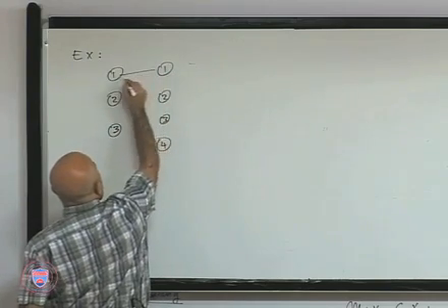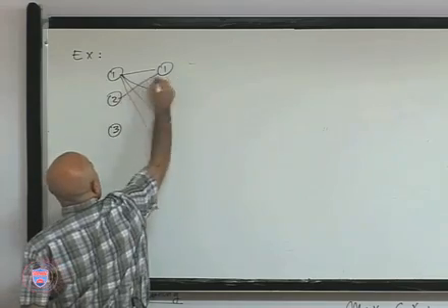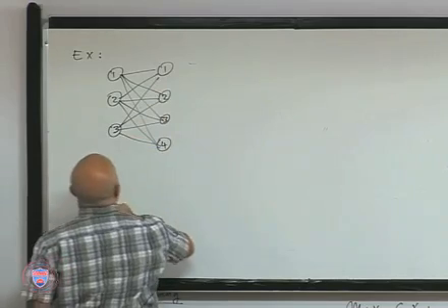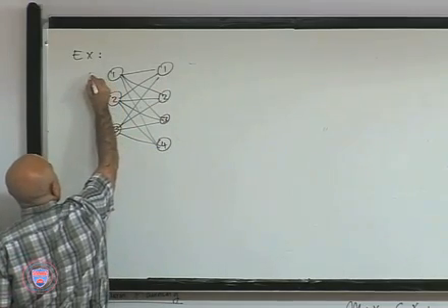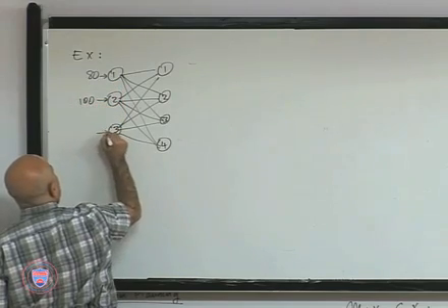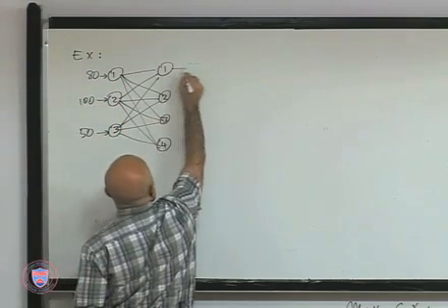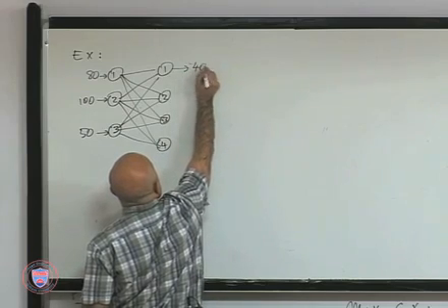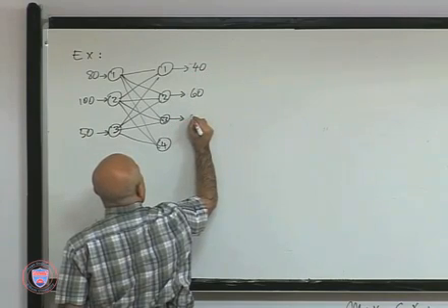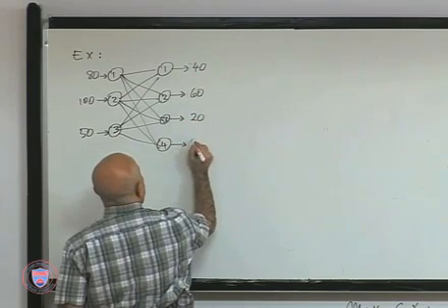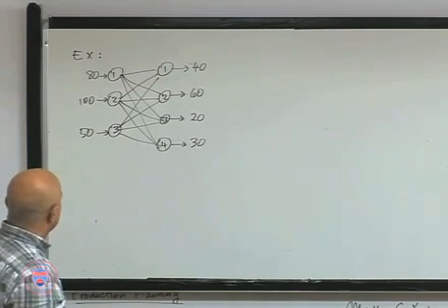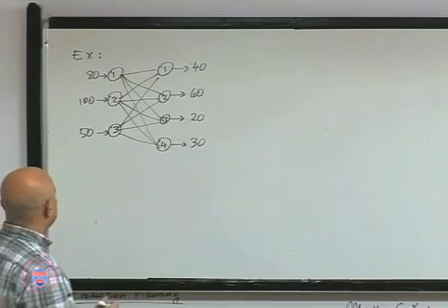Suppose I've got 3 sources and 4 sinks, and you've got 80 units available here, 100 units here, and 50 here. You demand 40 here, 60 here, 20, and 30. Is this feasible? It is, I guess. Yeah.